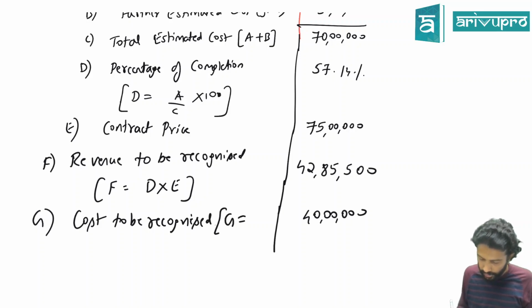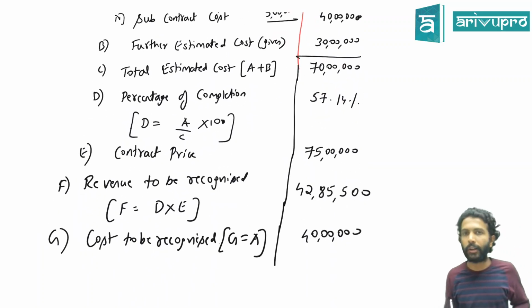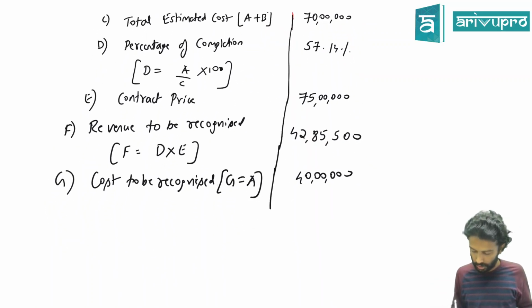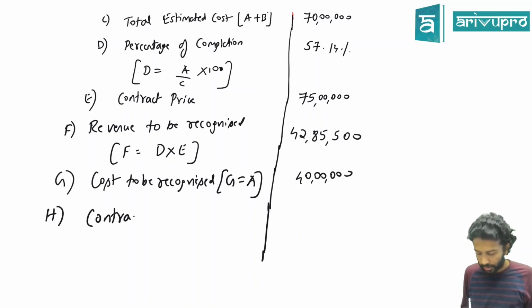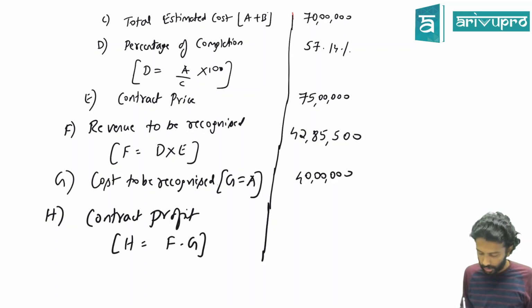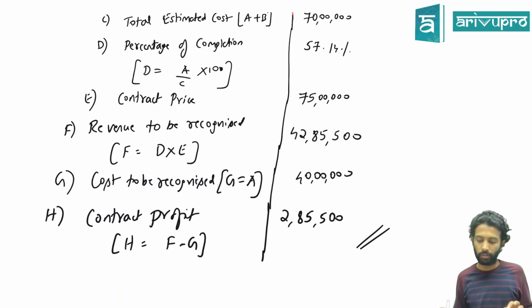So you can write G is equal to what? A. Cost incurred till date is nothing but what you're going to recognize. So 40 lakh of cost you are recognizing, 42 lakh of revenue you are recognizing. That means, can you tell me contract profit or loss? Contract profit. Can I write H is equal to F minus G? How much is that? 2,85,500 is the profit to be recognized in the books of the contractor for this particular year.